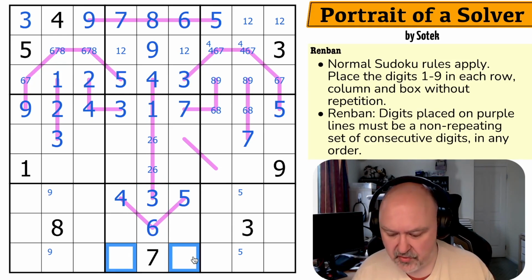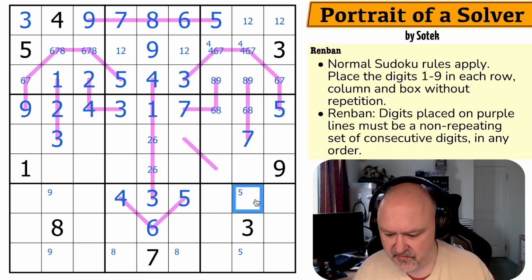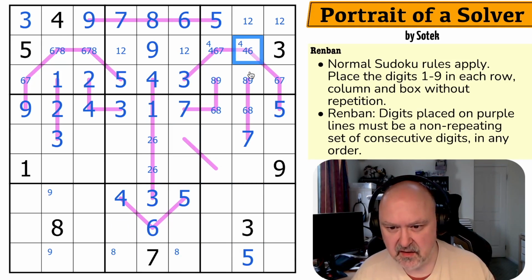Eight is in one of those two. Not sure about the 1 yet. Not sure about the 2 yet. And the 9, I'm not sure about that either. This 5, of course, says that's not the 5, that's the 5. This is now going to be what breaks the whole thing open. The 7 takes the 7 out of there.